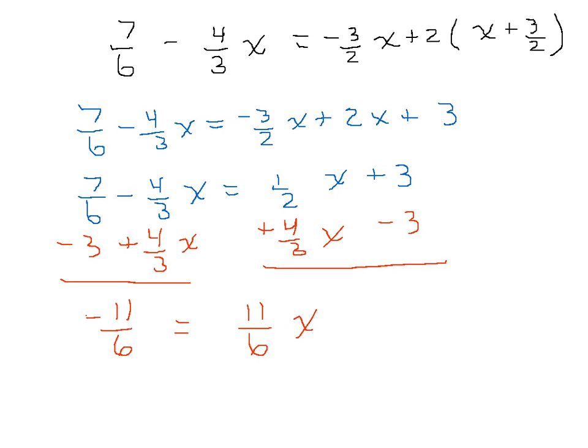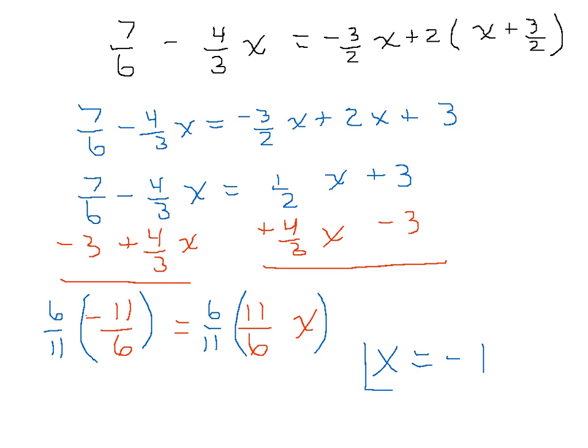So now I have to get rid of the coefficient, which is simply the number in front of x. So I'll multiply by 6 over 11, and look how nice this works out. So x is equal to minus 1. Wow, who would have guessed that from the beginning problem?